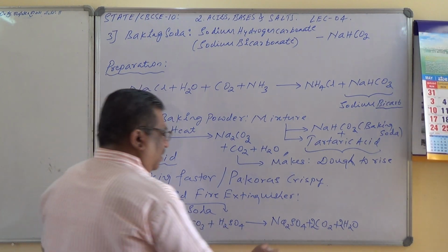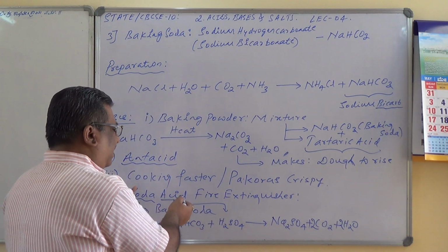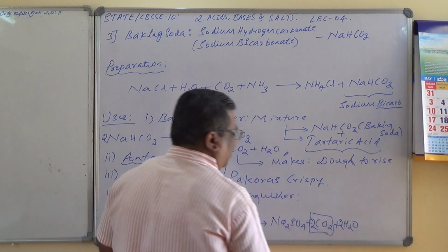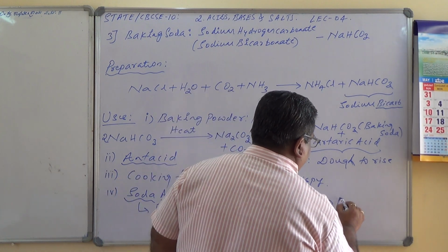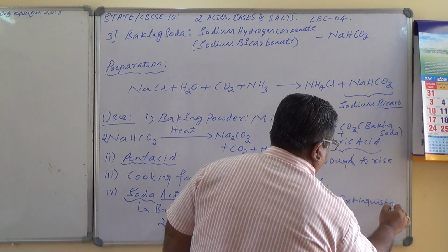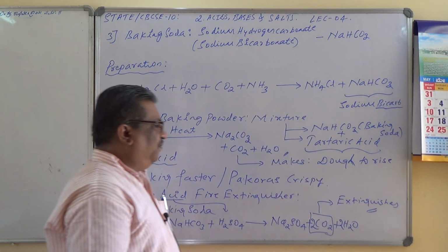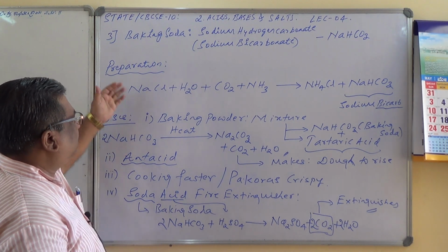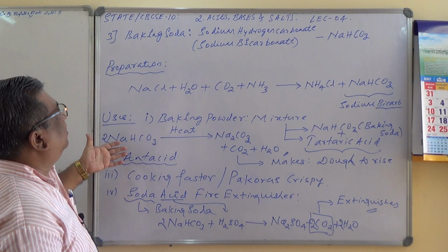The important thing is why it is used in a soda acid fire extinguisher. This CO2 has a specific property of extinguishing fire. This is the one which extinguishes the fire. Hence it is used in a soda acid fire extinguisher. So these are some of the applications of baking soda.